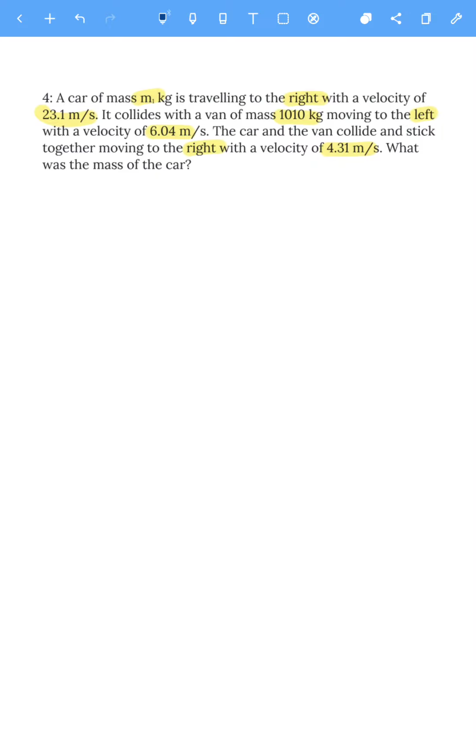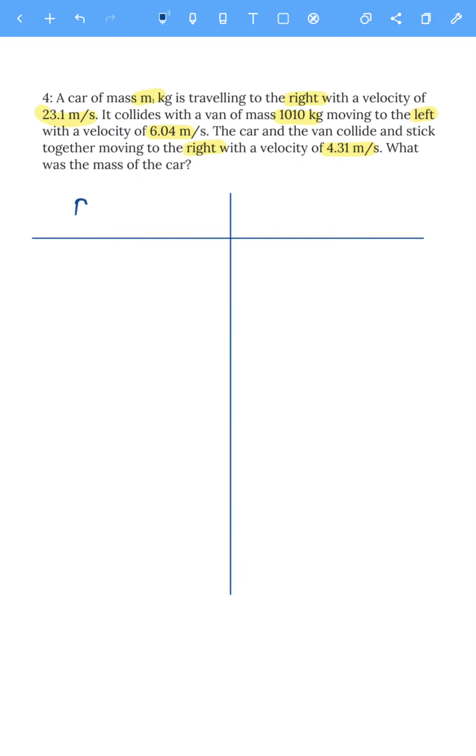So if you did number 2 properly, and you followed that one, this one should be okay. So let's just have a check. So momentum before the collision is equal to the momentum after the collision. That's just the conservation of linear momentum. Okay, let's have a look at this one. So I've got a car mass m1 travelling to the right with velocity 23.1. So I'm going to say mass times velocity is 23.1 lots of m.